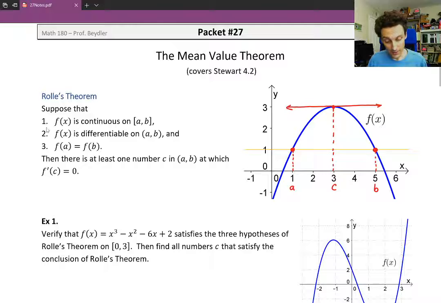Then if all these things are true, Rolle's theorem says that there has to be at least one number c in our interval from a to b. So there has to be some time between the start time and the end time at which the slope of the tangent line, so f prime of c, is equal to 0. So there has to be a time where we're turning the airplane around, in other words.